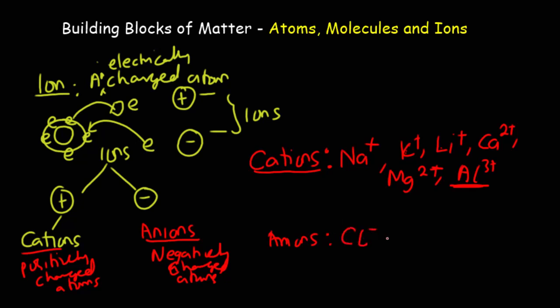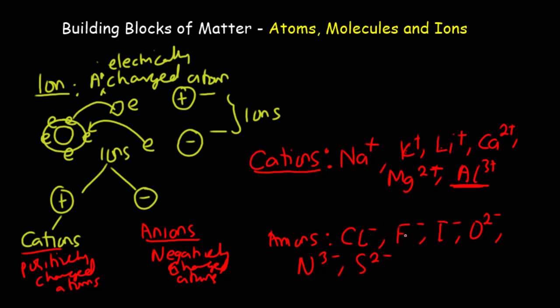So we can talk of chlorine minus, fluorine minus, iodine minus, oxygen 2 minus, nitrogen 3 minus, and also sulfur 2 minus. All these are examples of anions.